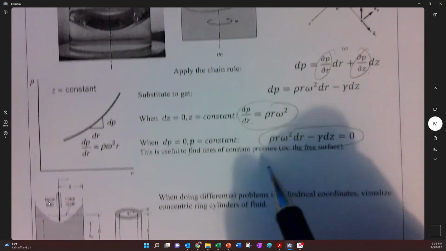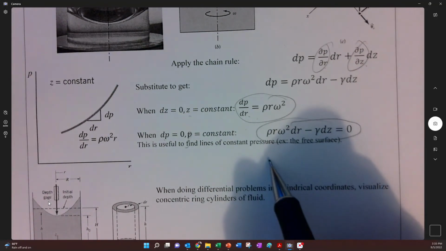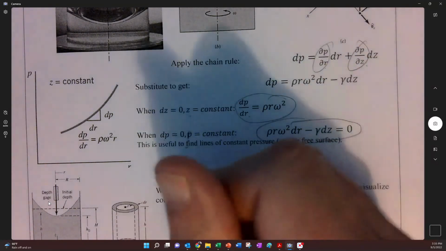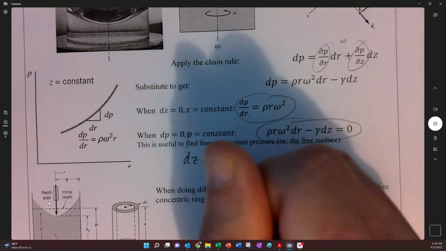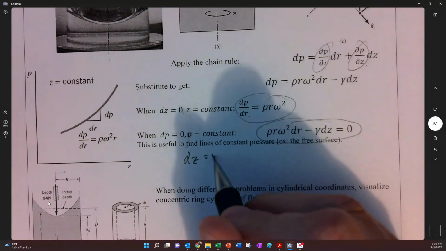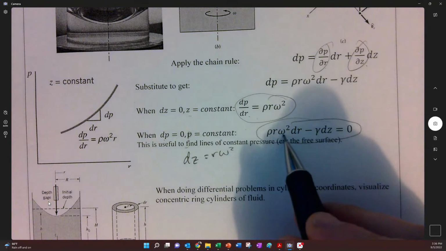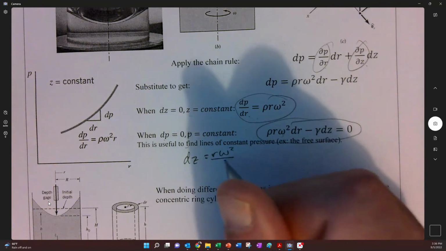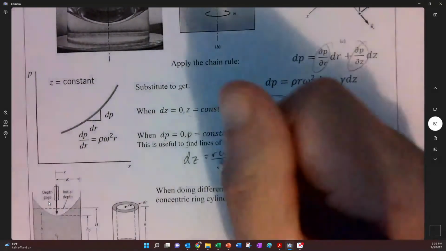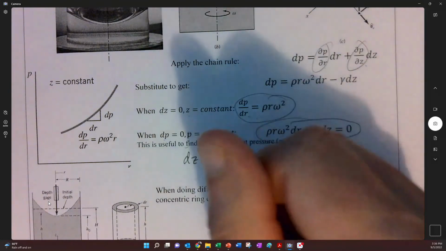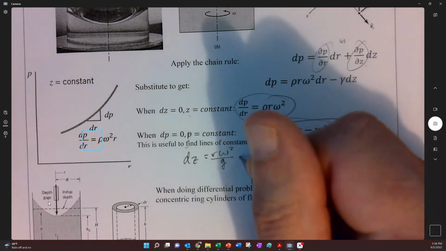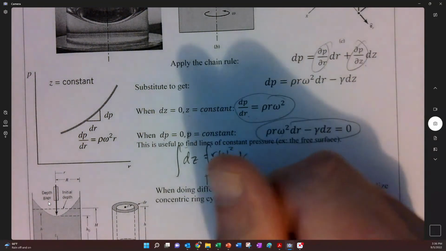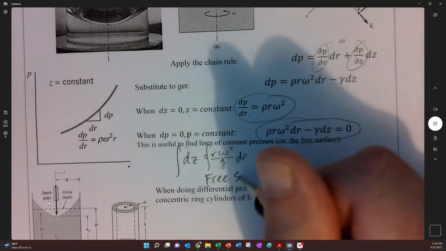Now, if we integrate this for a free surface, which is quite often what we're really looking for, we could just put this thing around and we could go dz is equal to r omega squared. You'll notice we made the transition from theta dot to omega at some point. And divide by g. I just wrote a rho when I meant g. And then dr, and then integrate this, right? And if we do, we get a free surface equation.